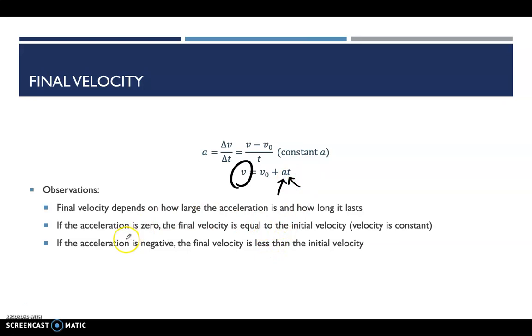If this acceleration is 0, that means our final velocity is equal to our initial velocity. So v equals v naught, or our velocity is constant, if acceleration is 0. If the acceleration is negative, the final velocity is less than the initial velocity. So the velocity decreased, or v is less than v naught.